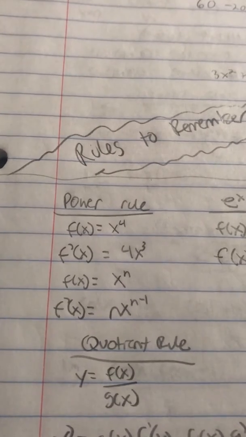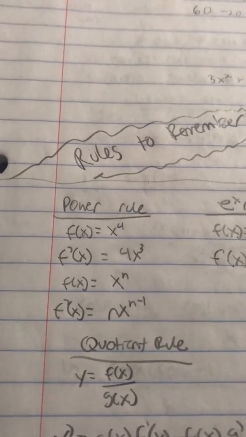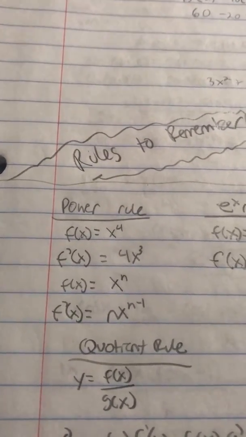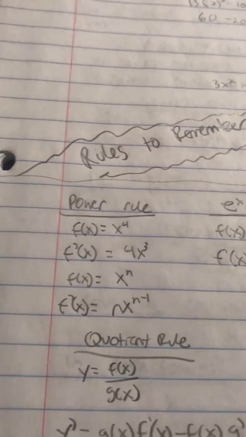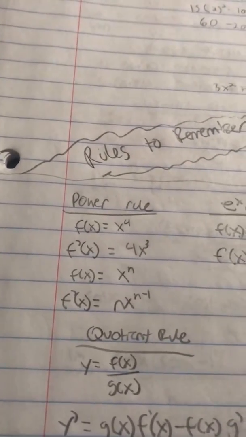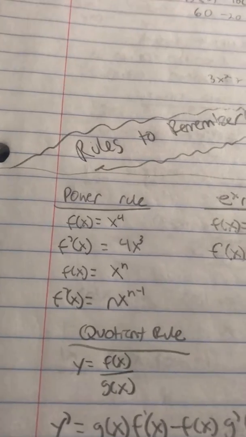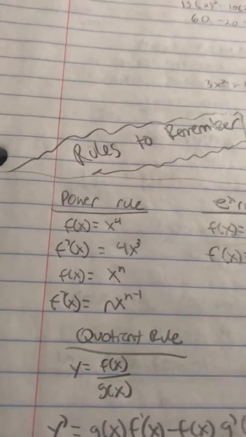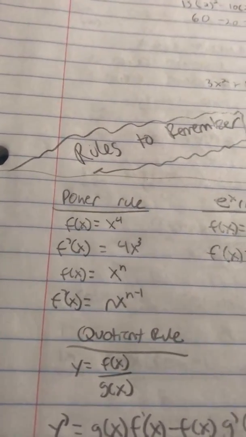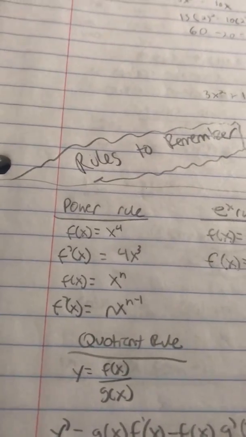You can see here f of x equals x to the fourth, and f prime of x, or the derivative, equals 4x to the third. Basically, all you do here is multiply the x by the exponent, and then drop the exponent minus 1, and that is your derivative.